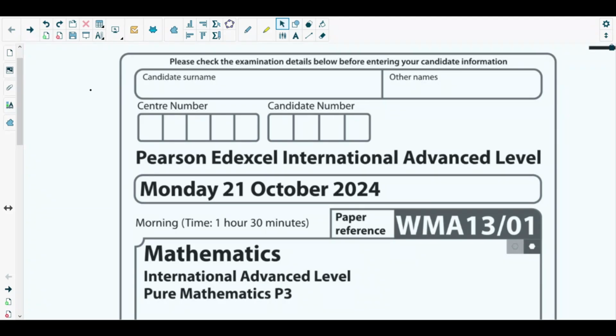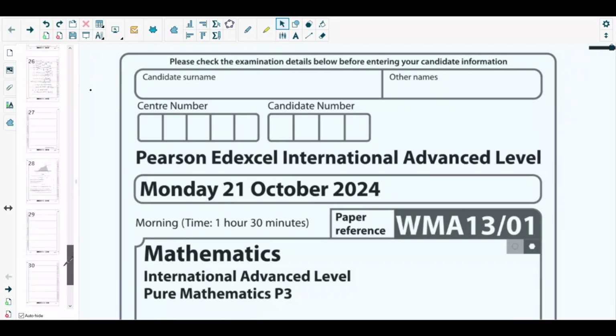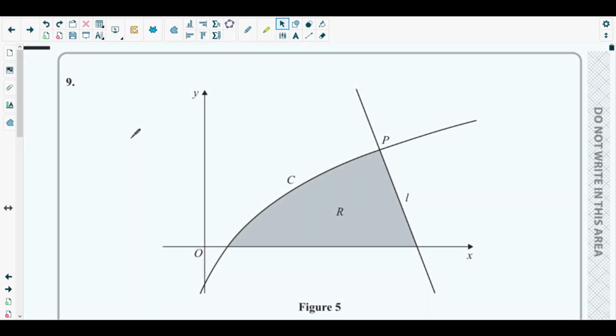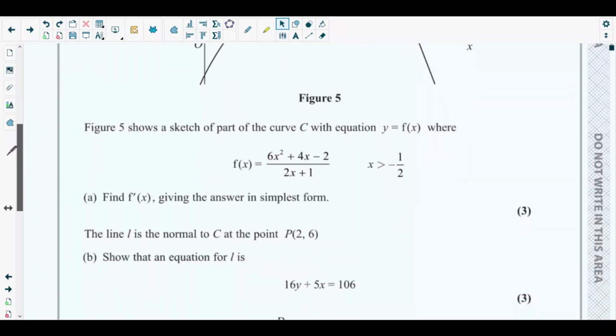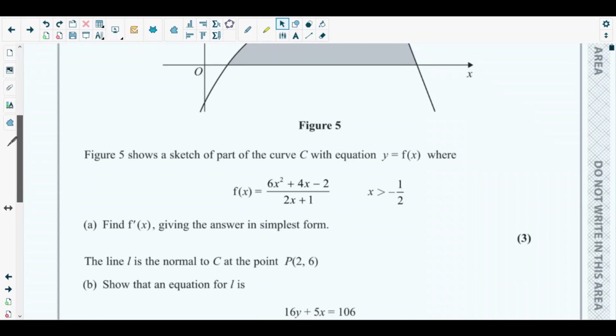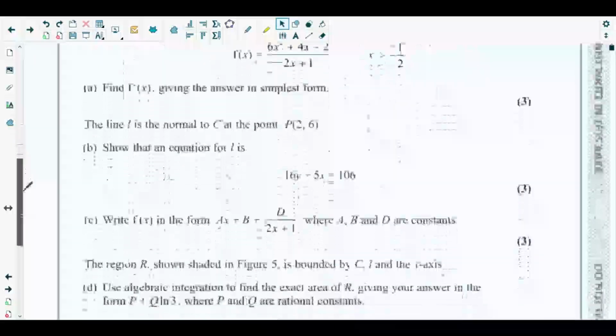So in this video we will be solving the last question from the most recent paper for Pure Mathematics 3, which is the October 2024 P3 paper. So let's see what the last question of this paper is about. Okay, here you go. This is the last question of the October 2024 Pure Mathematics 3 paper. You can see on the screen.